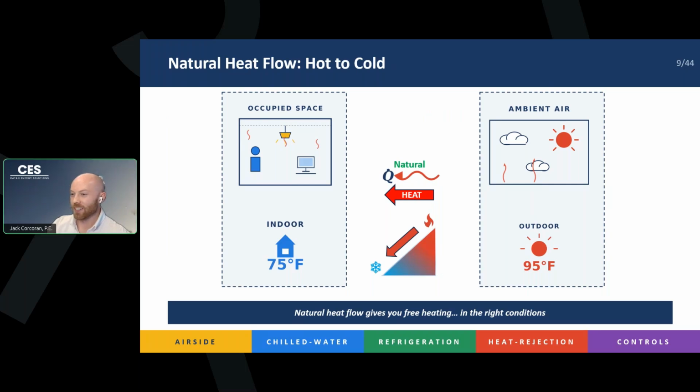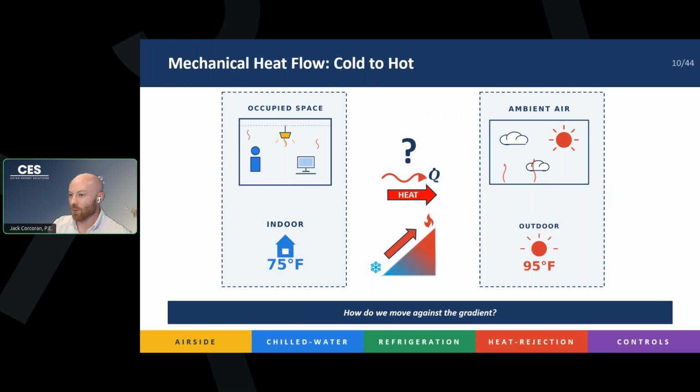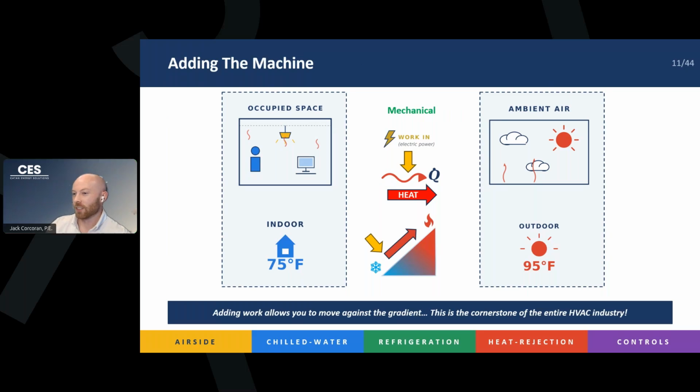The issue with this is that it could get very hot in your space. We need a temperature that's colder. How do we actually move the heat against the gradient? As we just said, we need to put in work. This is the cornerstone of our entire industry. We are tasked with figuring out ways to move that heat against the gradient. We want to cool a space that is actually colder than outside. And how do we do that? We got to add in the machine, so to speak. We got to put in the work.